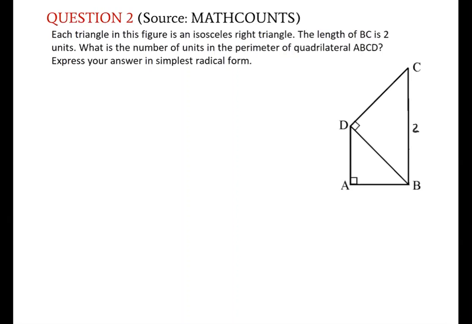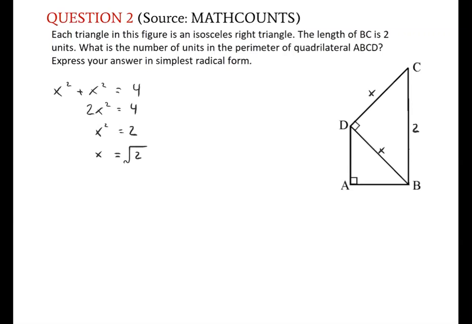So since we know that BC is 2, then we can find CD and DB. And let's just start by calling CD x. So that means DB will also be x. And we know that x squared plus x squared will be equal to 2 squared, or 4. So we can solve for x. 2x squared is equal to 4. x squared is equal to 2. That means x is equal to the square root of 2.